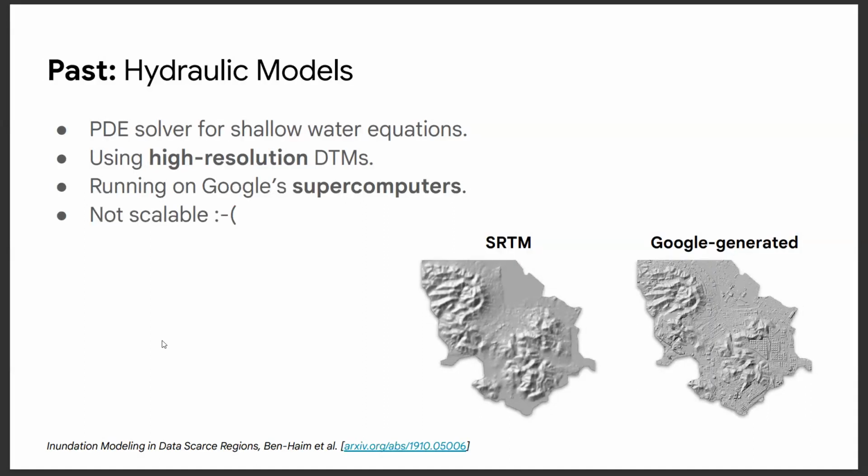However, this approach, we found it's not very scalable. And the reason is that creating elevation maps that are useful for this task requires a lot of manual labor in removing bridges and things that water can flow below. So it's very labor intensive. And also, even from the compute perspective, running this globally at high resolution is not scalable even on our TPU supercomputers.